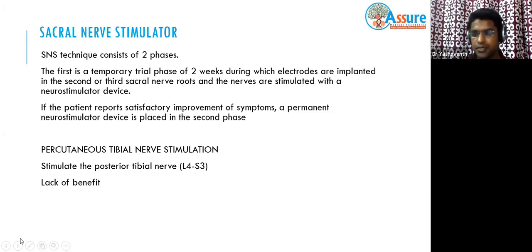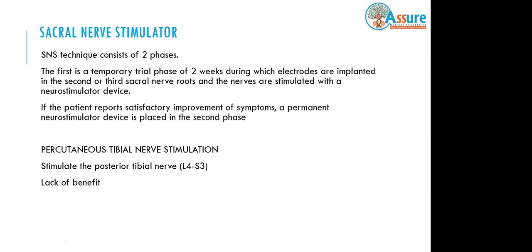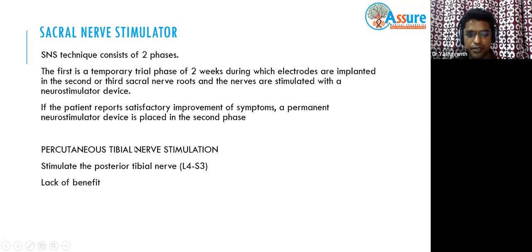So this is the sacral nerve stimulator. It has two phases. This is used to bring the tone by stimulating the nerve. Percutaneous tibial nerve stimulation has not been proven, whereas sacral nerve stimulator has a benefit in few selected patients. First, in the trial phase of 2 weeks, electrodes are implanted in the second and third sacral nerve roots and the nerves are stimulated. If the patient shows any improvement, then the permanent neurostimulator will be placed. If they don't show any improvement, it is unlikely to benefit and it will not be used.